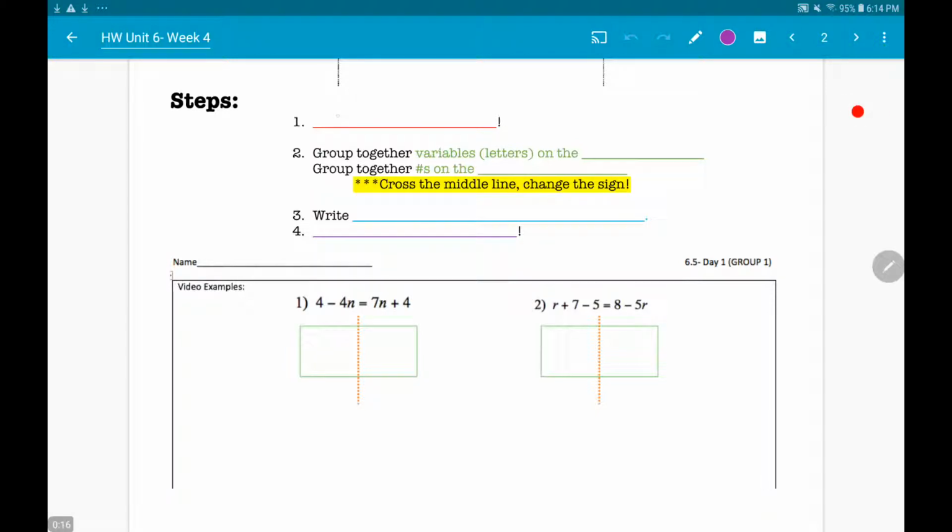Alright, so our first step, if there is distributive property, we should distribute. Then we're going to group variables on the left and numbers on the right. And keep in mind, if you cross the middle line, you change the sign. Step number 3, write simplified equation. And step 4 is to divide.